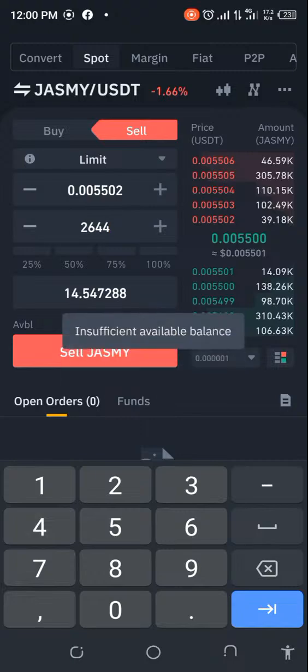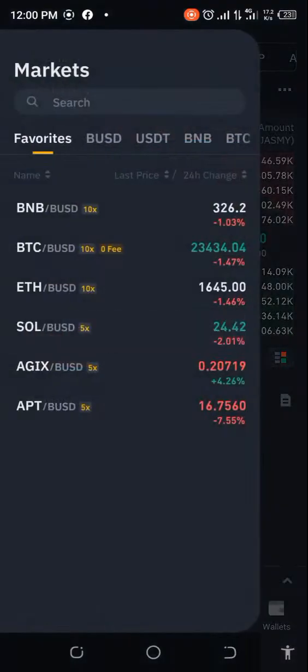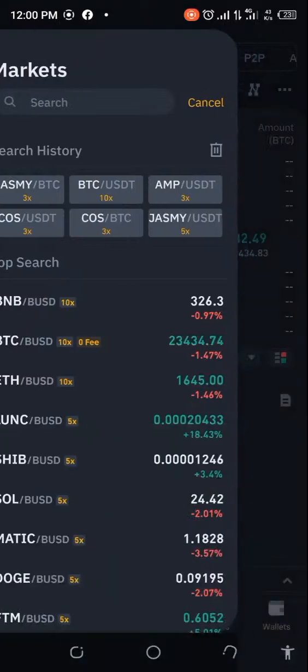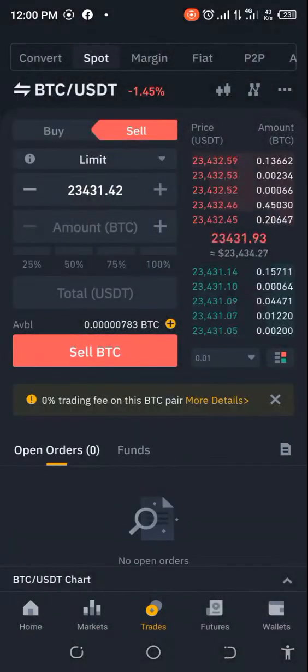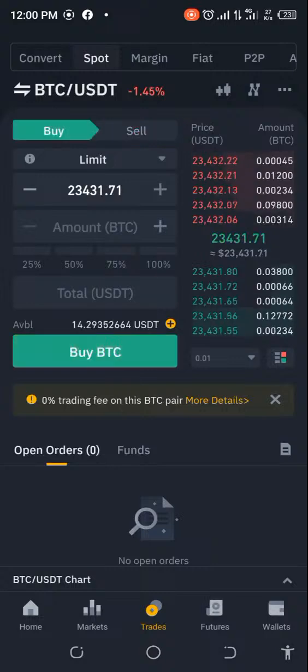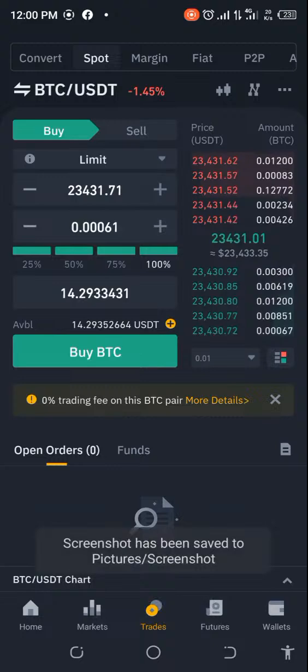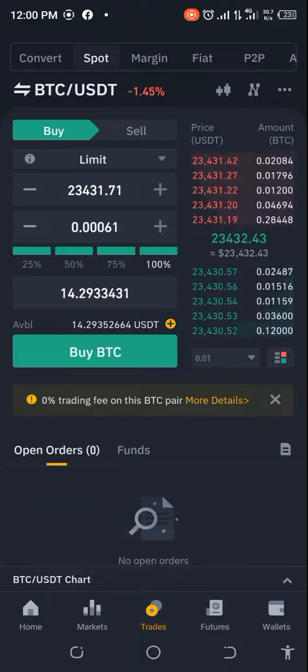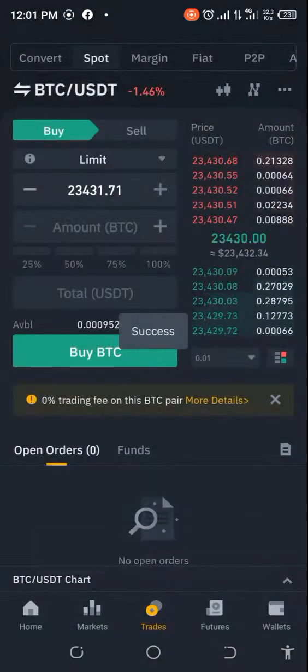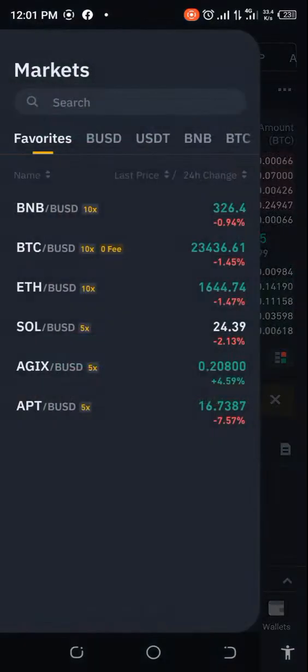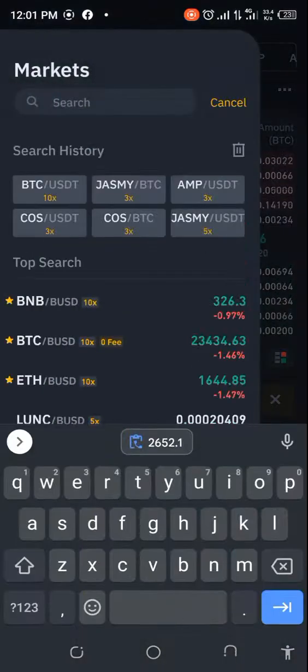First things first, everything we're doing is by limit. Don't forget that. We're going to be doing all of these by limit. So currently I'm going to buy BTC by limit, and most times this executes practically immediately. Let me try that out. We're going to check and buy BTC. Success, it has been executed right away. So we go ahead and choose Jasmine BTC.